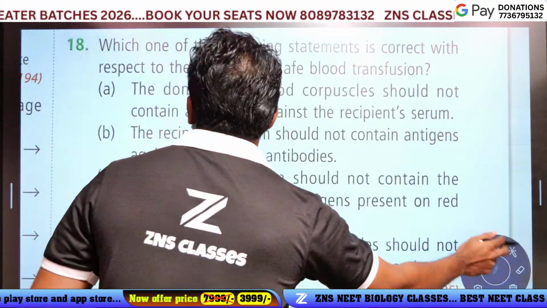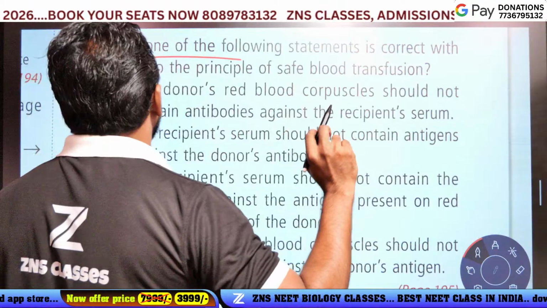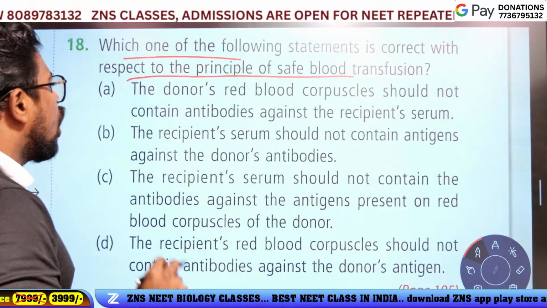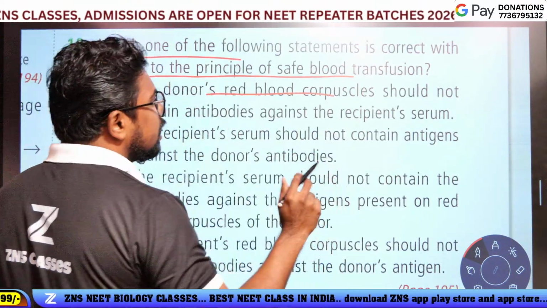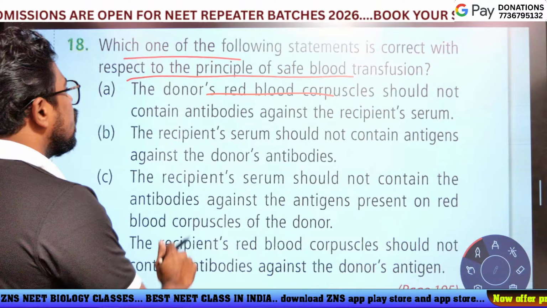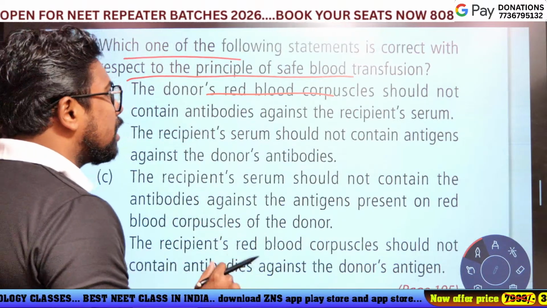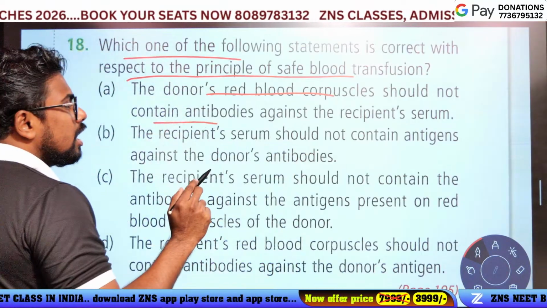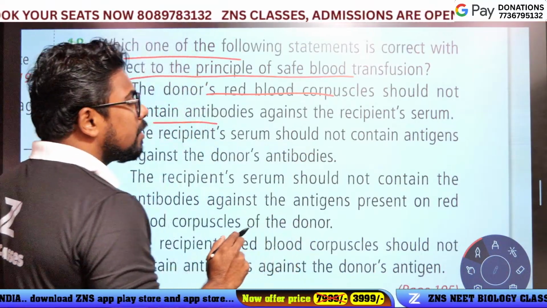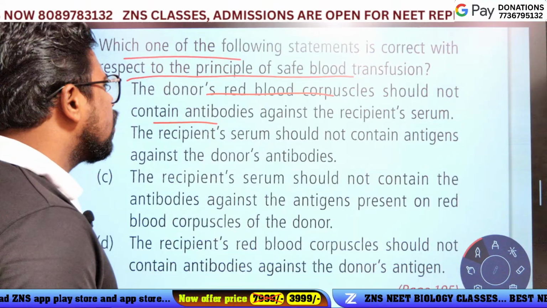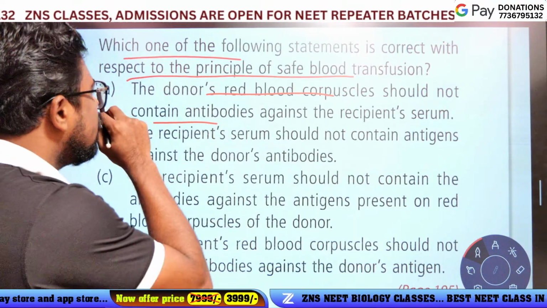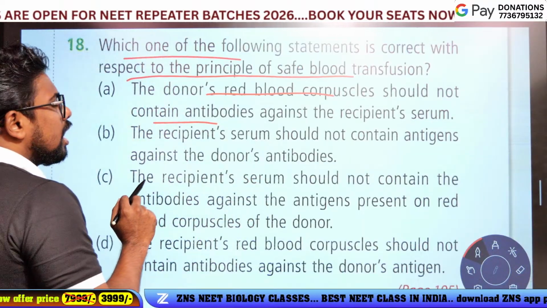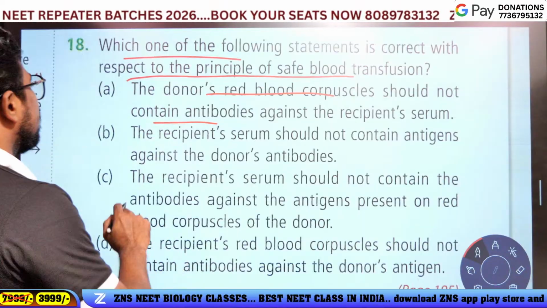Look here guys, come on, which one of the following statements is correct with respect to the principle of safe blood transfusion? The donor red blood corpuscles should not contain antibody. The donor red blood corpuscle should not contain antibody against the recipient serum. No, because the donor red blood corpuscle contains antigen, not antibody. It's a mistake.